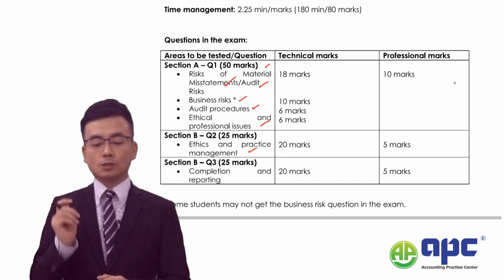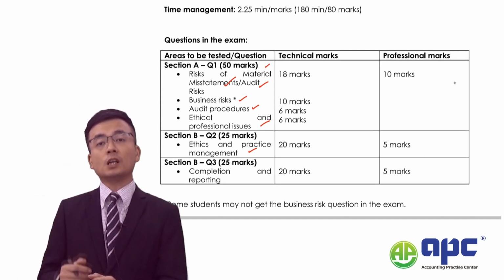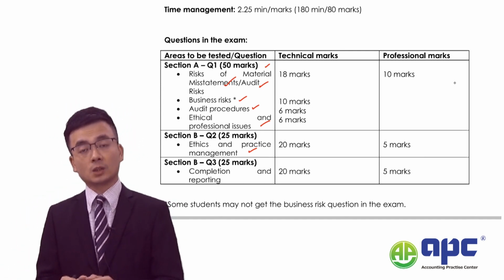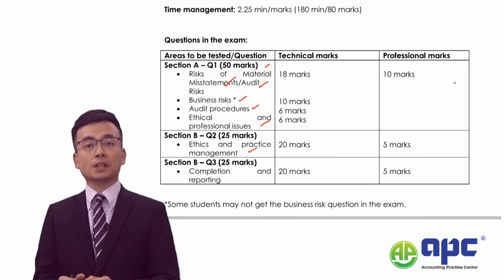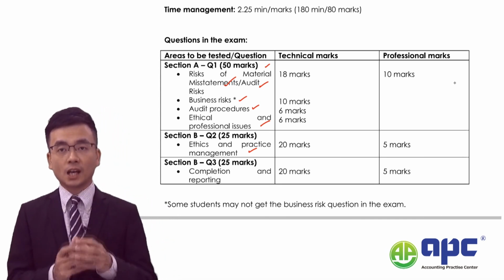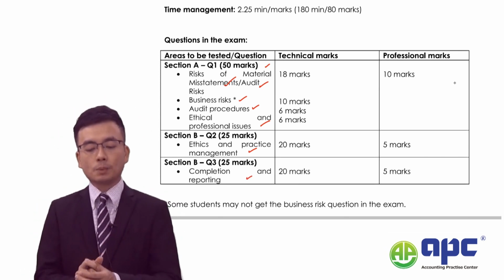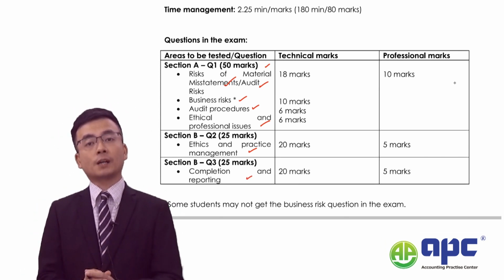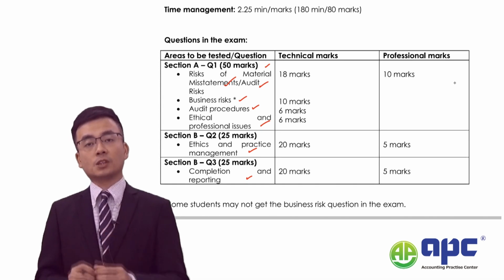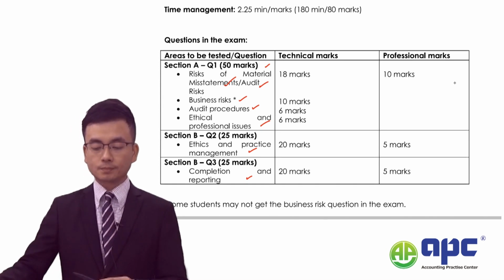Section B then is all about the ethics and practice management question, so it is very important that you revise quality control and acceptance procedures very carefully and tailor your answer to the case. And question 3 will be the completion and reporting area, coming from the syllabus. So, for example, the audit report and something like that.